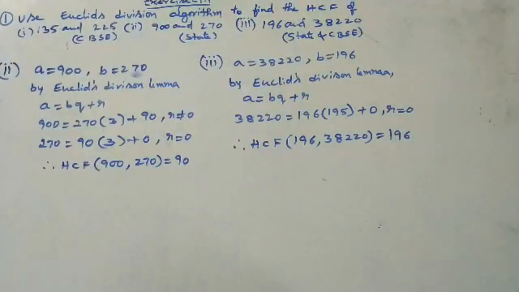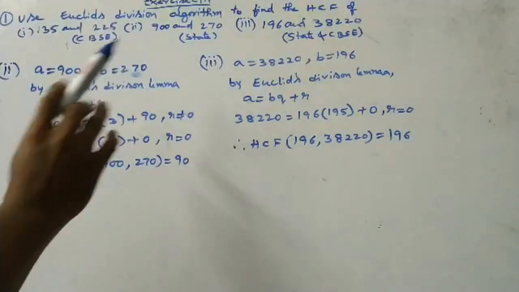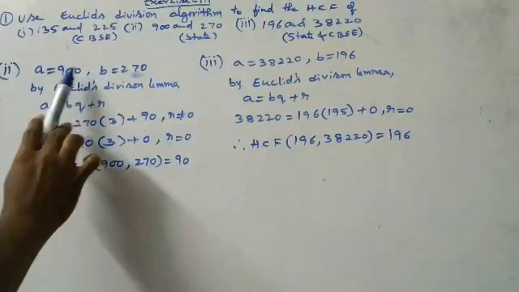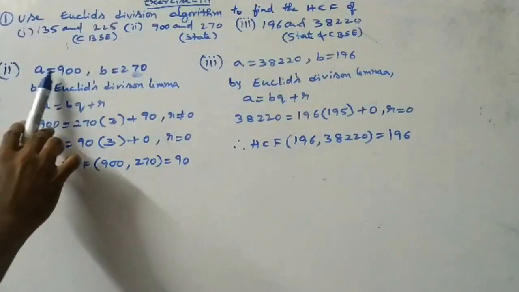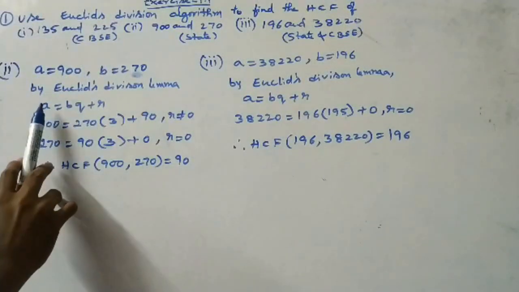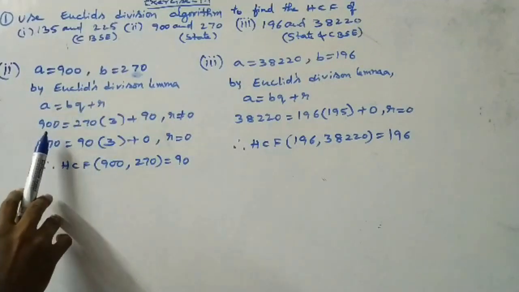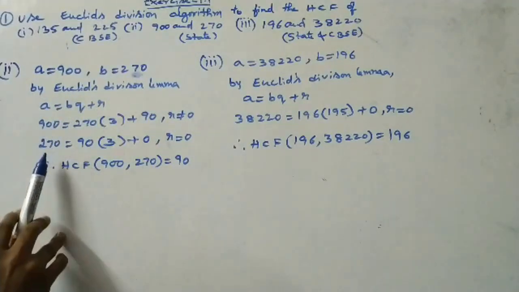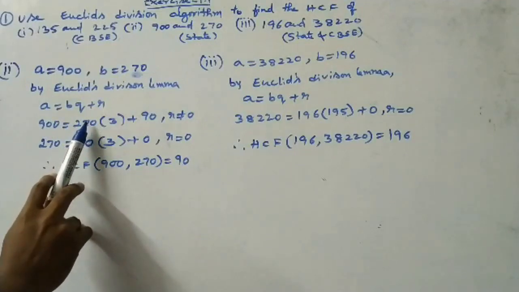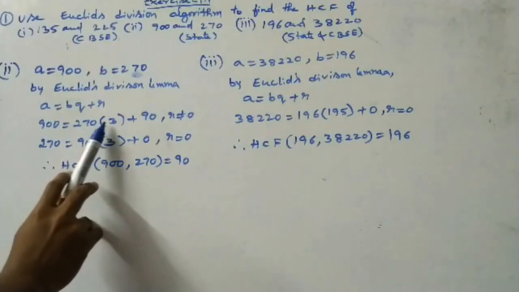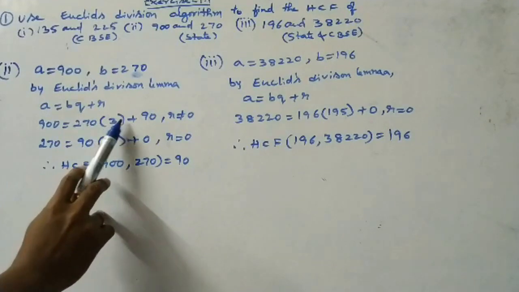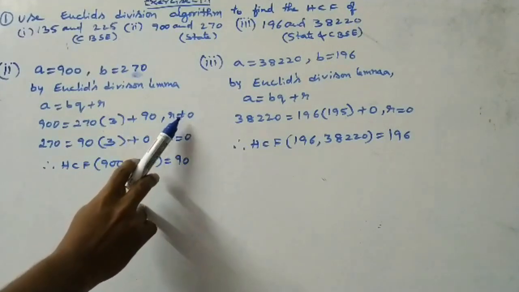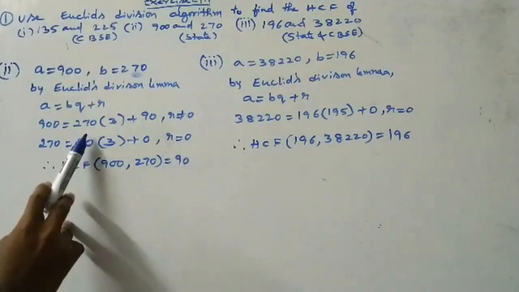Observe the second one, 900 and 270. The biggest number is 900, the smallest number is 270. A is 900, B is 270. By Euclid's division lemma, A is equal to BQ plus R. Now 900 is equal to 270 in 900, 3 times will be cancelled, and we will obtain 90 as remainder. Is the remainder 0? No. So we will go to the next step.